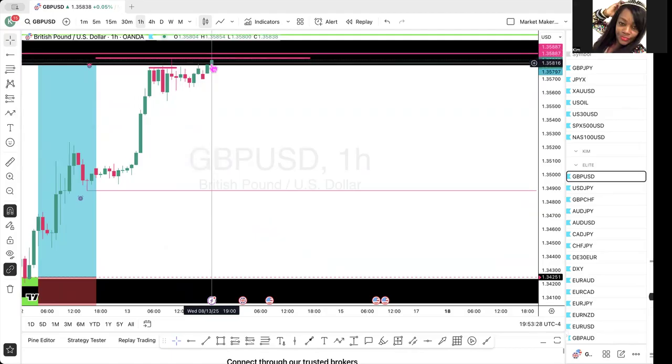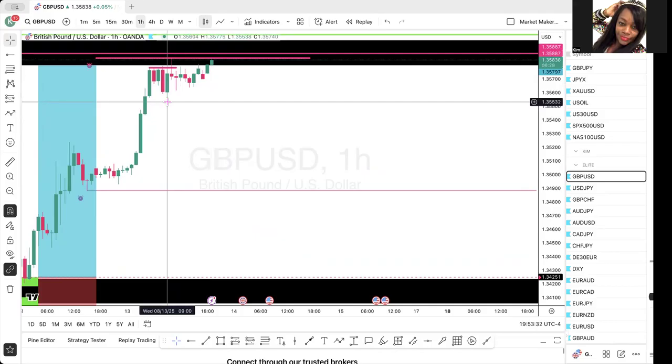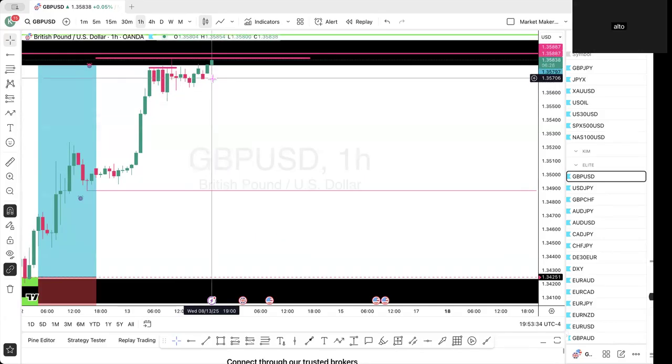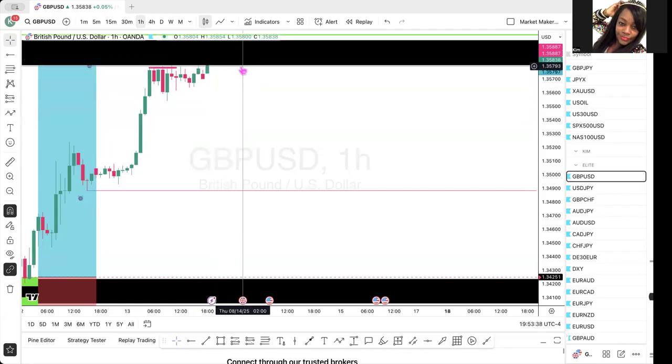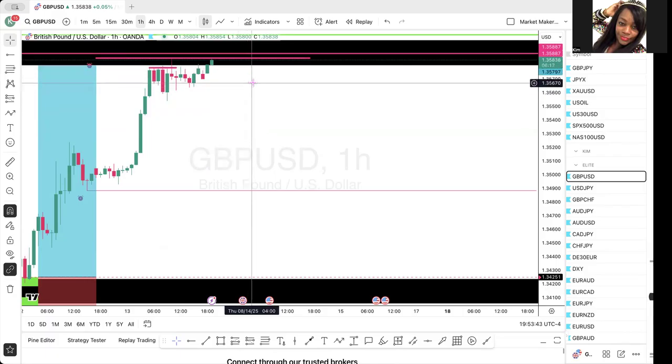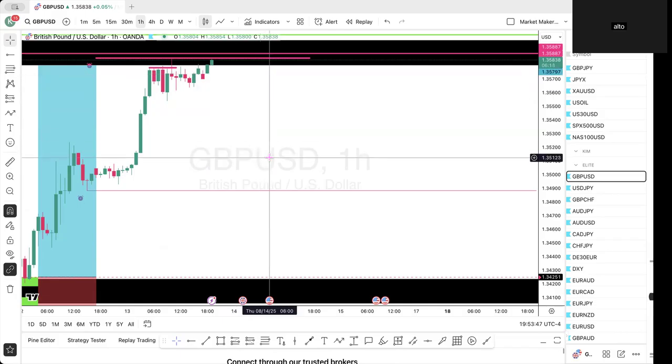I'm preferring that price breaks above here, because then I can move my swing low here. And then if price gives me a market structure shift, I'm going to look for the supply zone, set my limit, and then I'm going to bed.